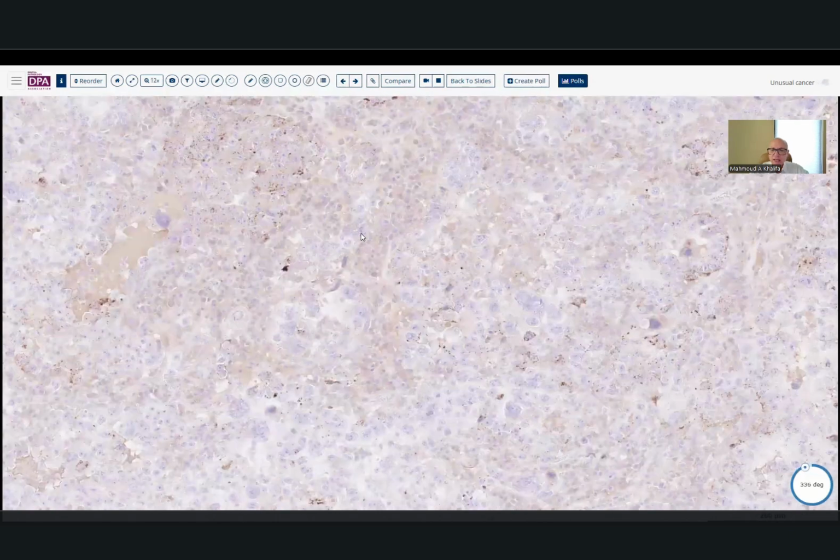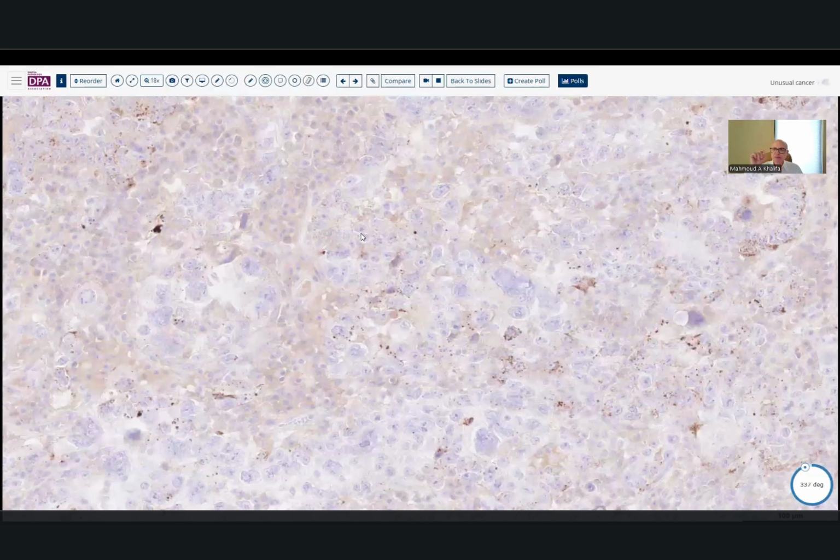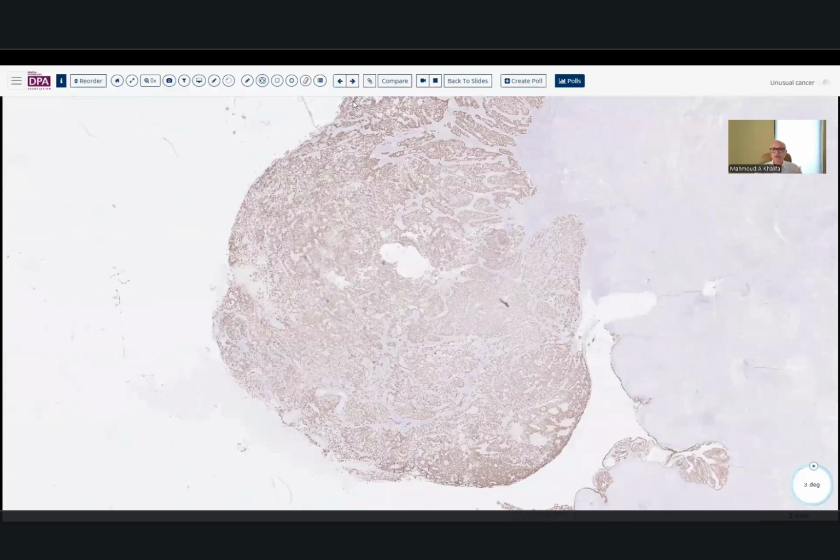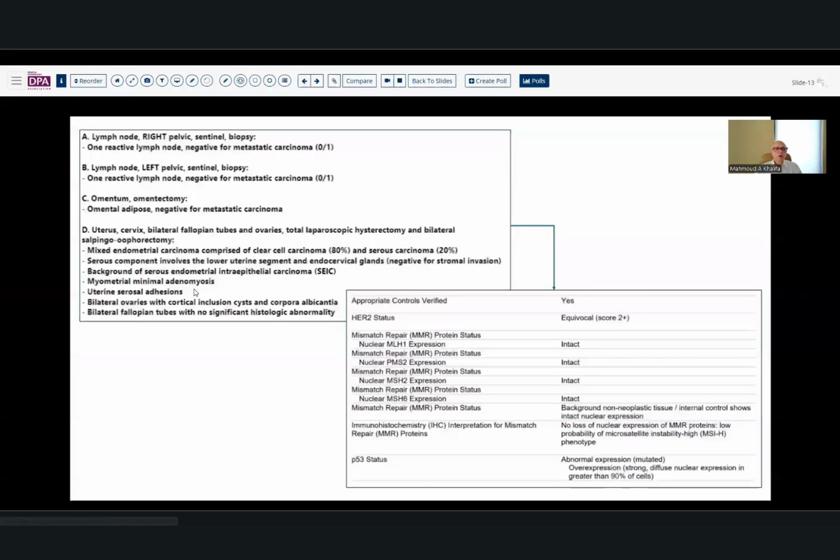As you know, NAPSIN-A gives those punctate brown dots, and it shows in the clear cell component, and it was negative in the serous component. Another clear cell marker, HNF1 beta, was positive in all cells, including the serous and the clear cell. I don't know what to make out of that. So we call this mixed adenocarcinoma, clear cell and serous, and here is the list of biomarkers as we report them.